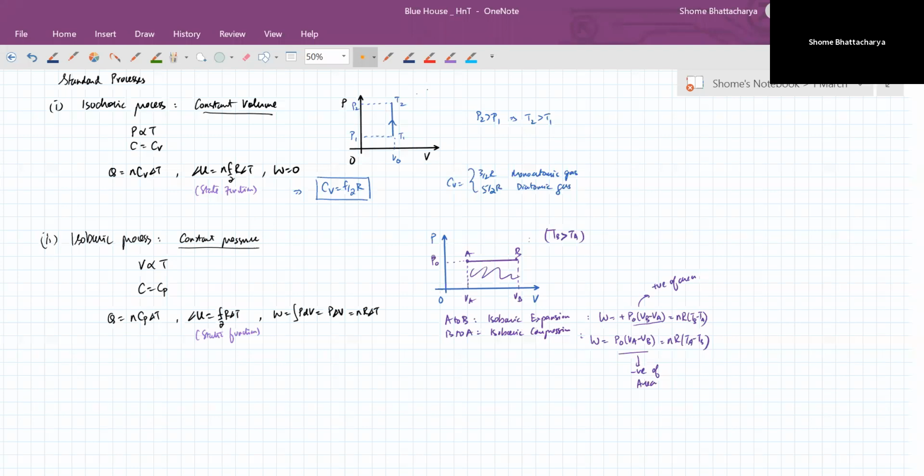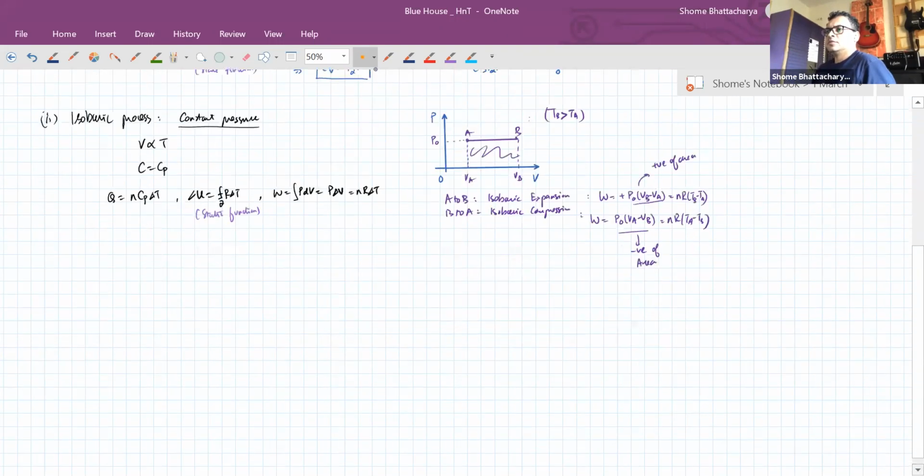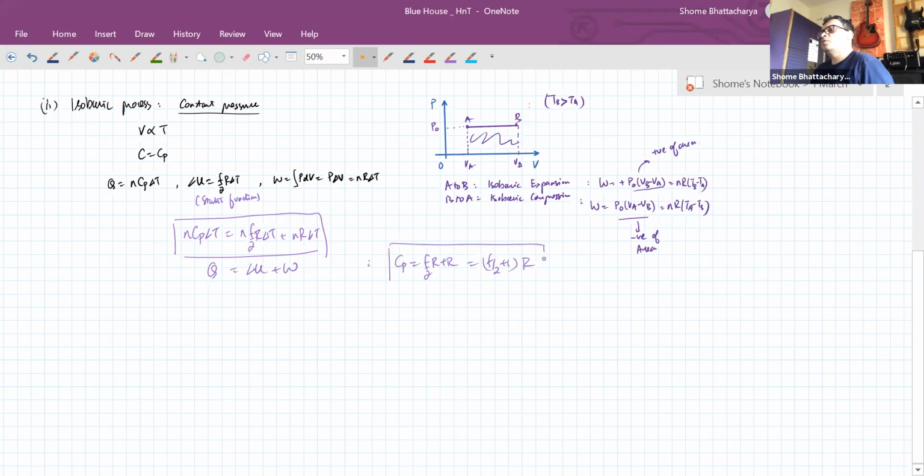Now here, further from the application of the first law of thermodynamics, you would also see that you get the relation that nCp delta T is equal to nf by 2 R delta T plus nR delta T. Because this is our Q, this is our delta U, this is our W. So we get the relation that Cp is equal to f by 2 R plus R. So this becomes another important formula.